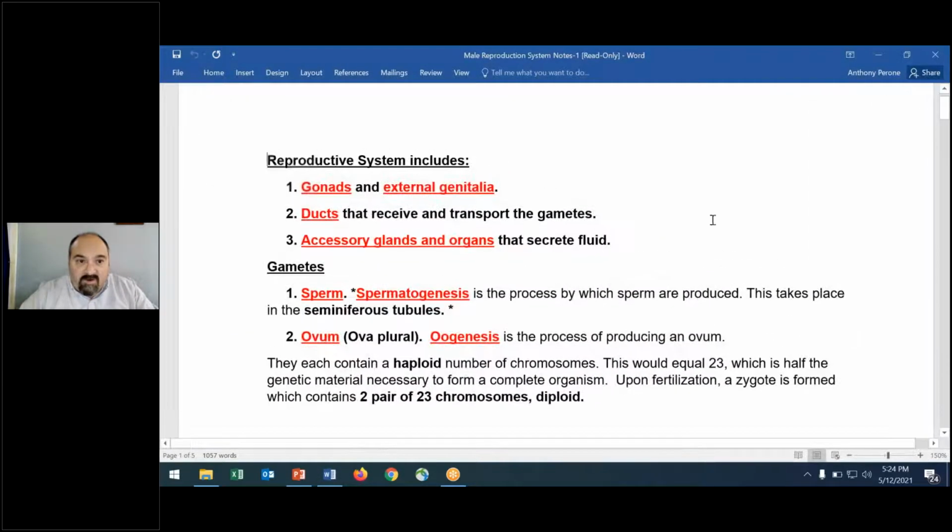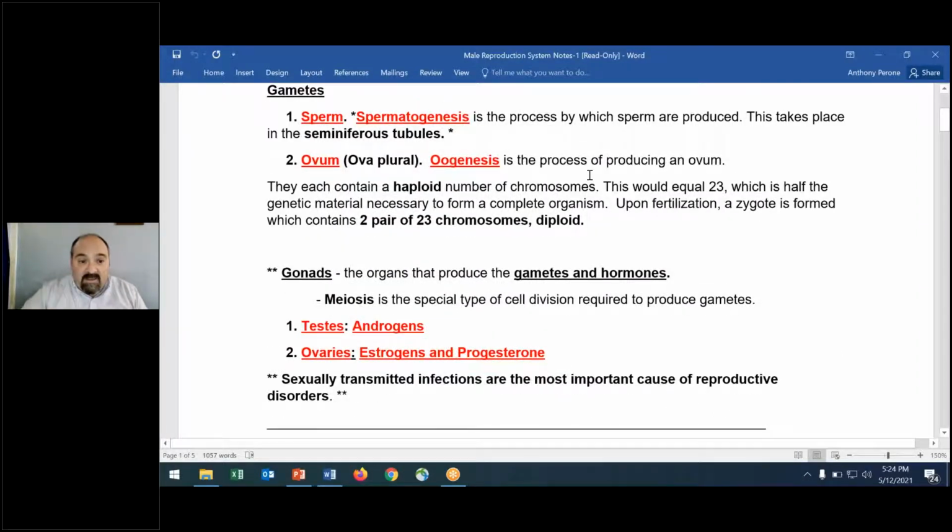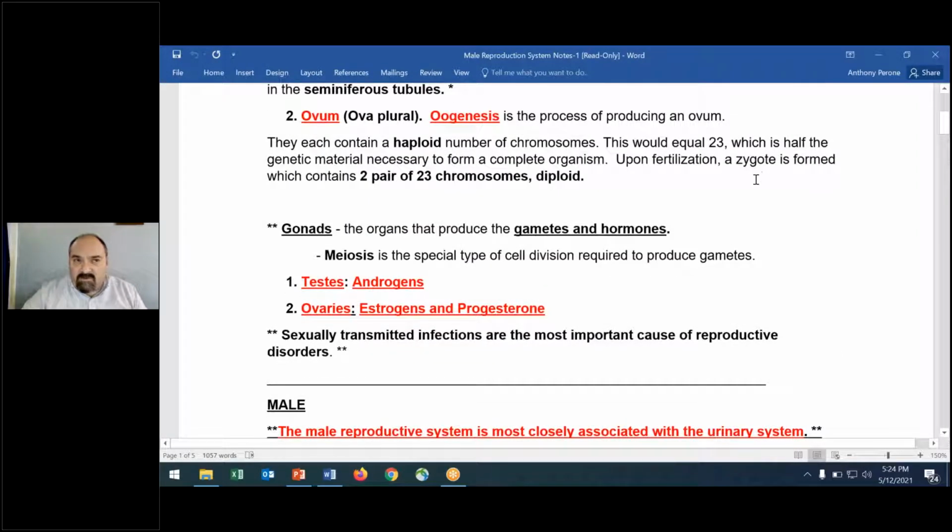And here we have, as far as both systems, I placed this information in the beginning regarding the gonads, regarding the gametes, regarding what's taking place as far as chromosome numbers, haploid and diploid, as far as the production, the formation of the zygote as an end result of fertilization.